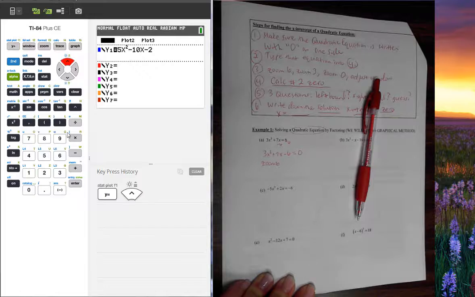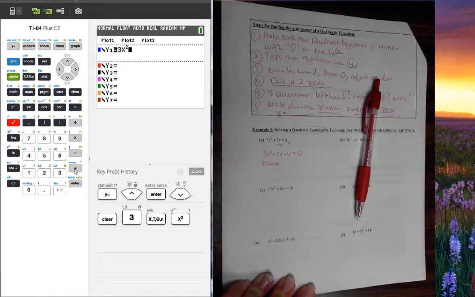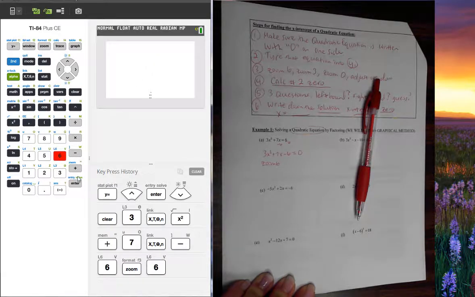Alright, from previous, I'm going to turn the plots off, highlight that, press enter to turn it off, and clear out the problem that we did from previous. 3x squared plus 7x minus 6. I'm going to press zoom 6. And as long as I see where it crosses the axis there, that's going to be my two answers. Usually there's two answers. Okay, you saw the pictures on the front of the notes.